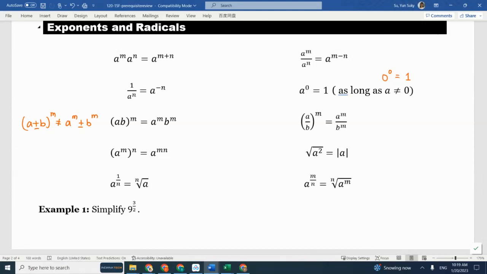Okay, and then radical: a to the 1 over n is the nth root of a. Yes. And then, oh, do I mean this one? Yeah, the square root of a squared actually equals the absolute value of a. You might ask, why?